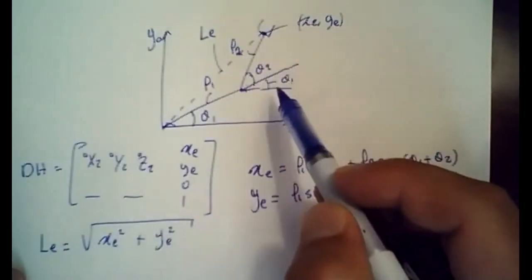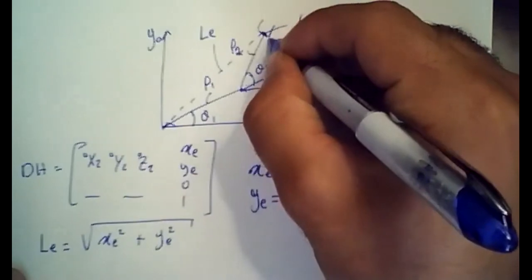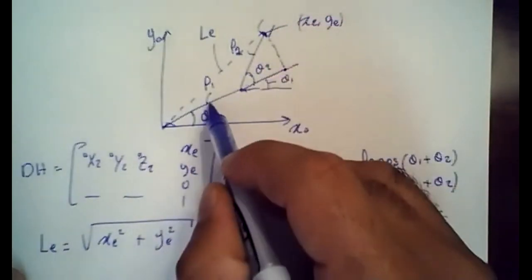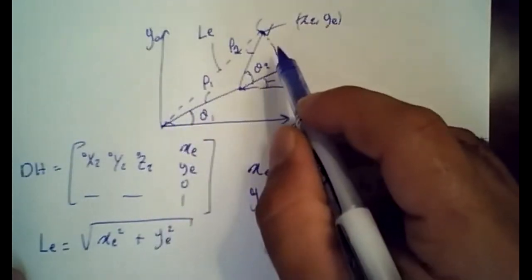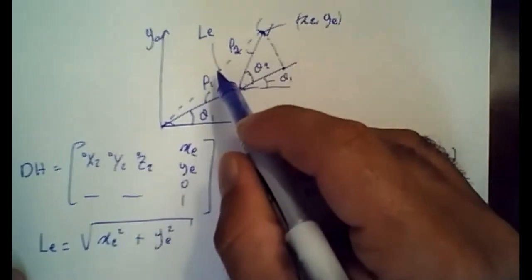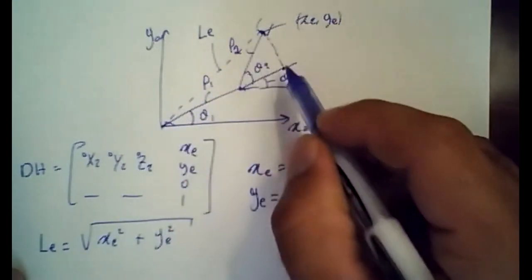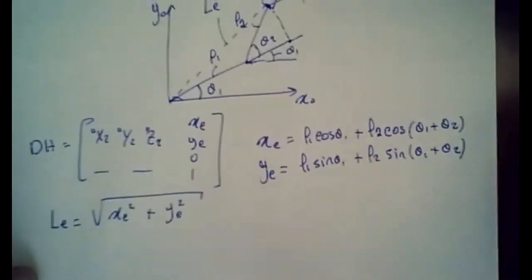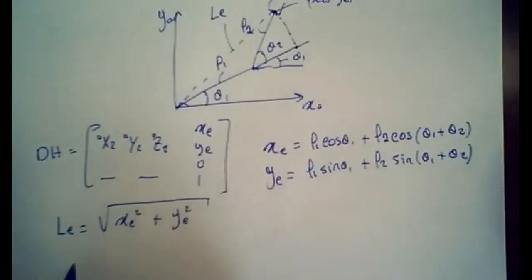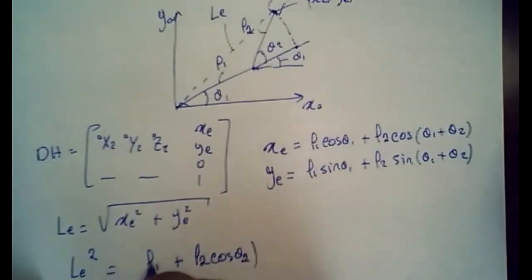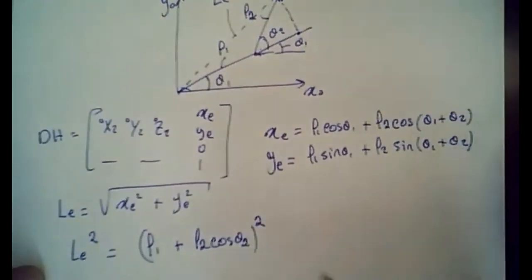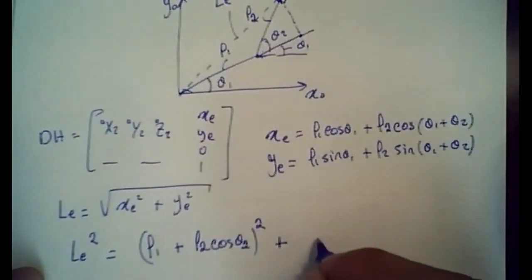What we have to do is set up a very basic equality here. I'm going to say L1 plus L2 cosine theta 2, this guy squared, plus this guy squared has to be equal to LE squared. So I'm looking at this triangle right here. If you look at this triangle, LE squared is going to be equal to what? L1 plus L2 cosine theta 2, squared, plus what?